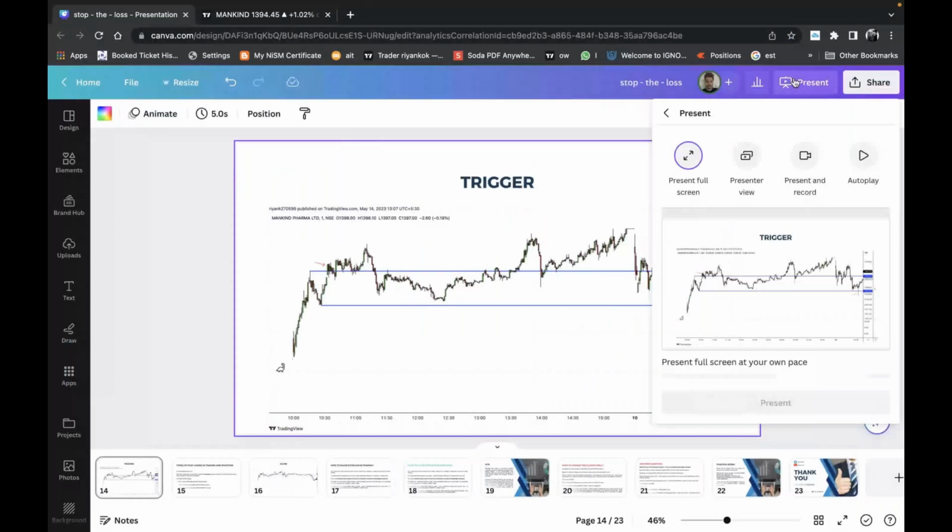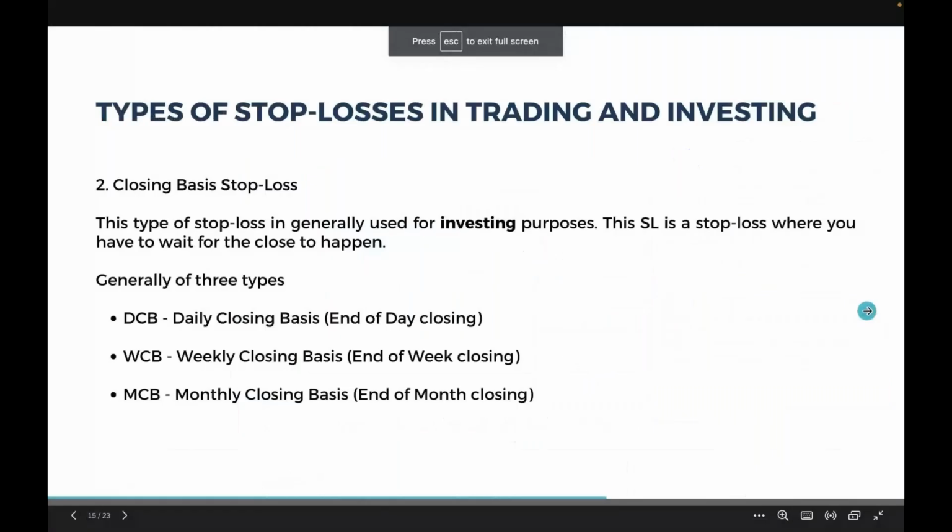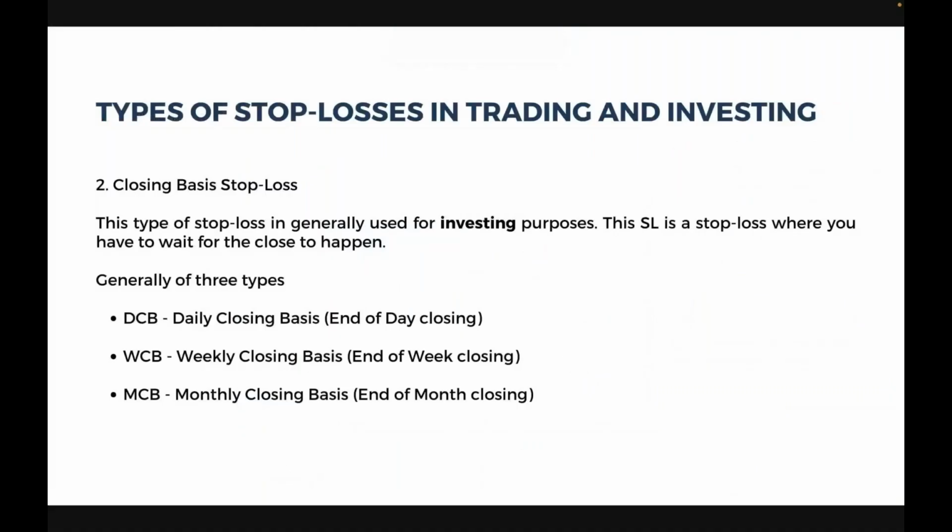And now proceeding further, the second part is called a closing basis stop loss. Now, closing basis stop loss is a type of stop loss which is used in investing.